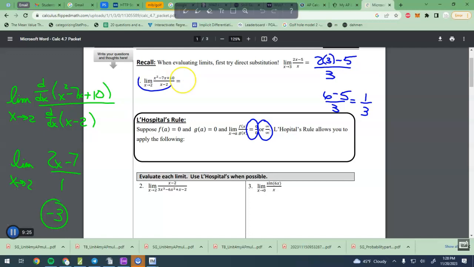And just to prove to you that it works, the way we would have done this back when we didn't know L'Hopital's would be to factor it, plug in 2 to what's left, and then 2 minus 5 is negative 3. So we're getting the same thing. And from now on, if you see that question, you don't have to factor and cancel. You can do L'Hopital's. So it's up to you. Questions? I'm going to do the next question. I don't think that's too bad.